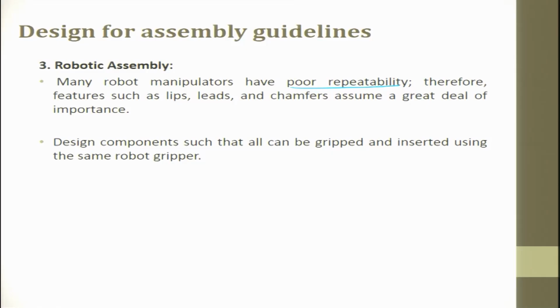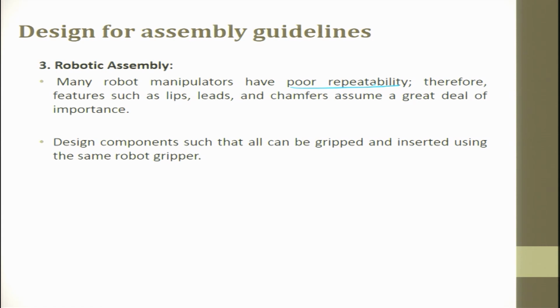Repeatability means the exact location it went to the first time, the second time, the fifth time and the nth time, it has to go to the same location. That is very difficult because it is attached to a series of motors. Okay. So, poor repeatability is a known disadvantage of robotic assembly.